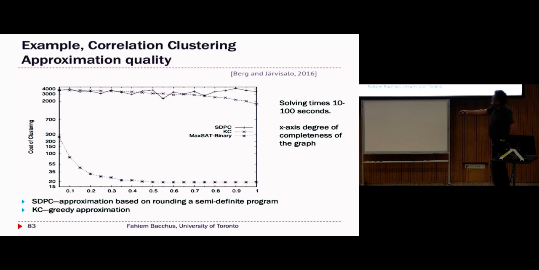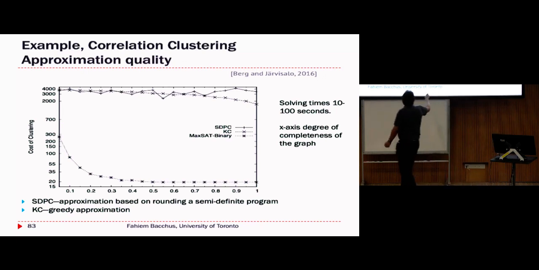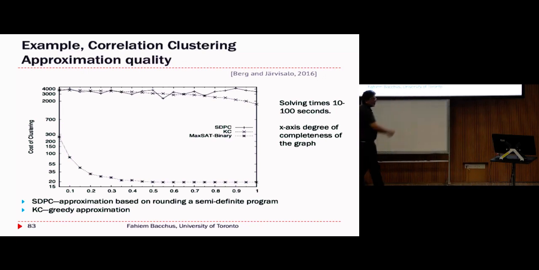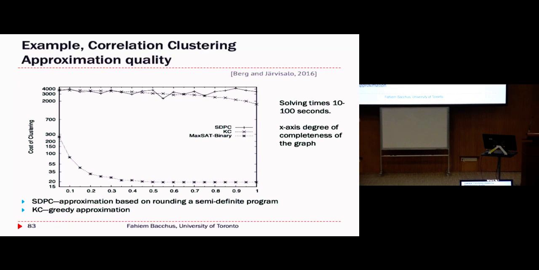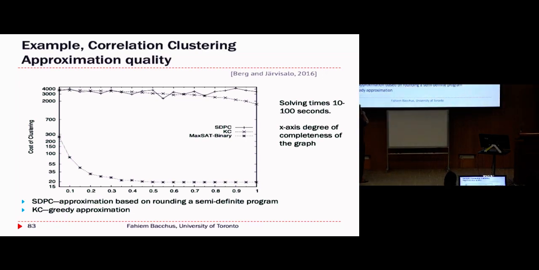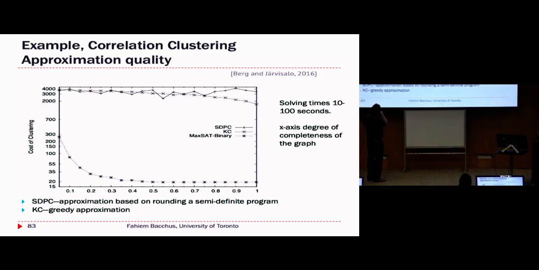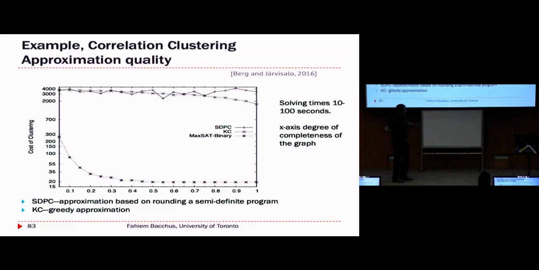So the x-axis is the degree of the completeness of the clustering graph. Okay? So these are almost complete graphs, and these are more sparse graphs. So these algorithms work better with sparser graphs, and this is the cost of the clustering over some sample of problems. Okay?